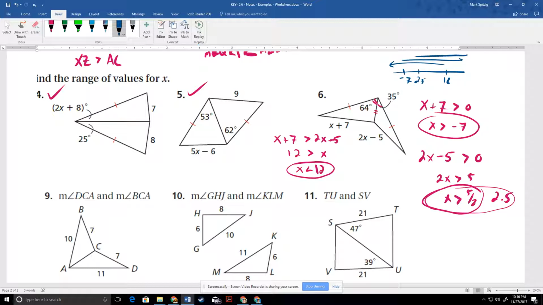So it's got to be bigger than 2.5. So where is the spot where all of these 3 are overlapping? Here and here. This is where we have to write an inequality, and we can do that by basically saying it's just going to be above 2.5 and less than 12. So in other words, we can just say 2.5 is less than x, which is less than 12. So that is how we would answer this.